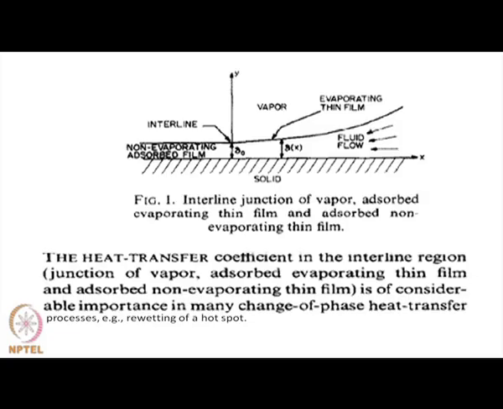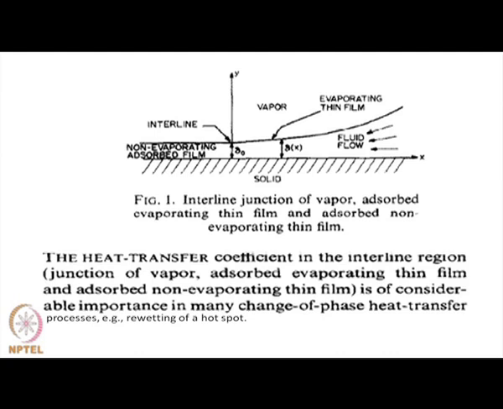Now, this is a pictorial representation of the different zones in a liquid when we have a solid and a liquid film in contact with it. Let us say the solid temperature is more than that of the liquid and of the vapor. So, what we get is evaporation from the liquid film to the vapor.